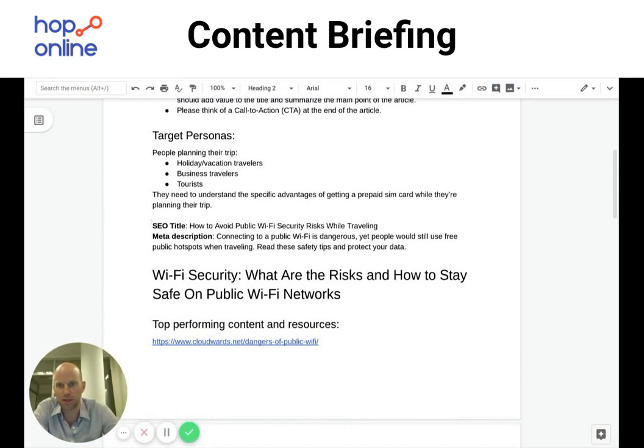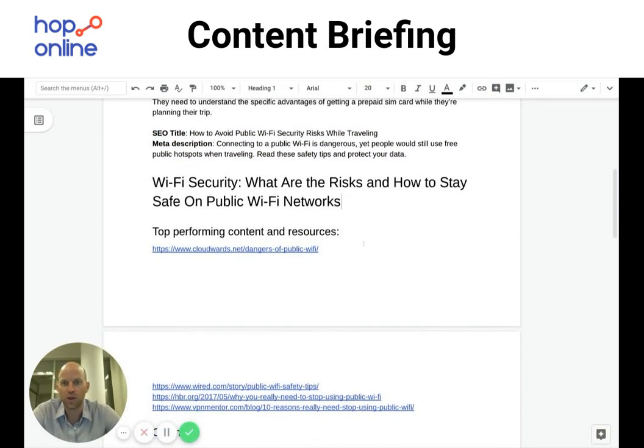Next, in this section here, we are providing a unique SEO page title and meta description. So this is the snippet that will appear in search results once this page is published. And this has to be optimized both for keywords and also for click-through rate.